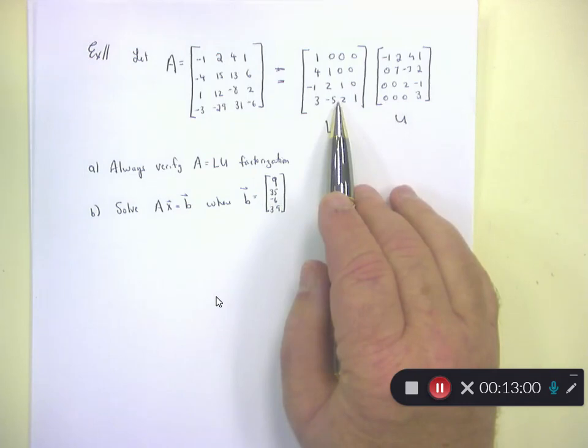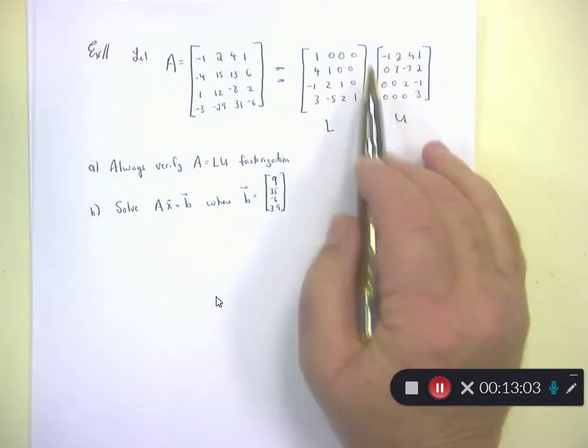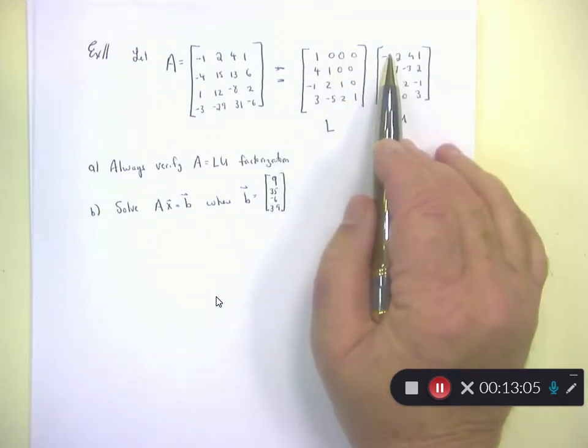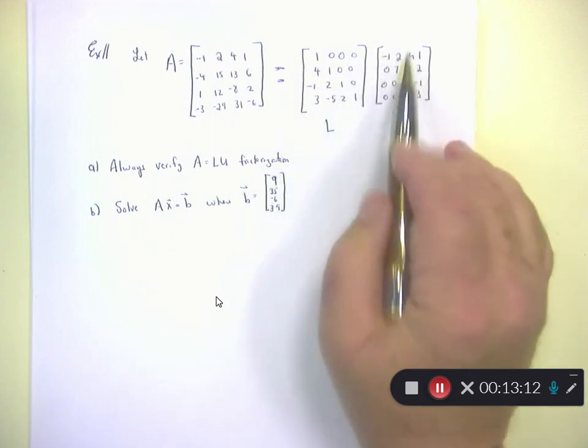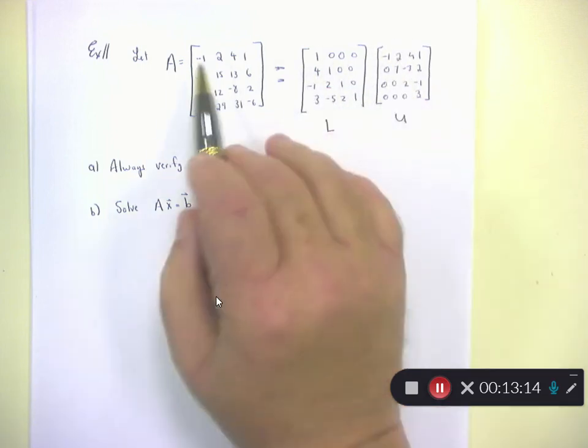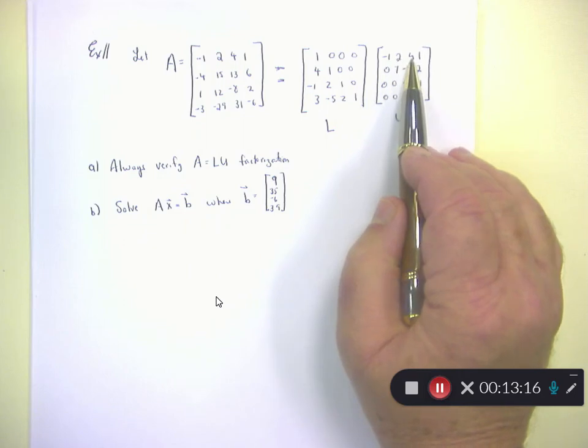You take L, multiply by U, row by column. Negative 1 times a bunch of zeros, 1 times 1 with a bunch of zeros, negative 1 with a bunch of zeros. That's going to be 1 times negative 1, which gives you negative 1. First row, second column, you get 2. You notice it's the same thing all the way across: negative 1, 2, 4, 1.